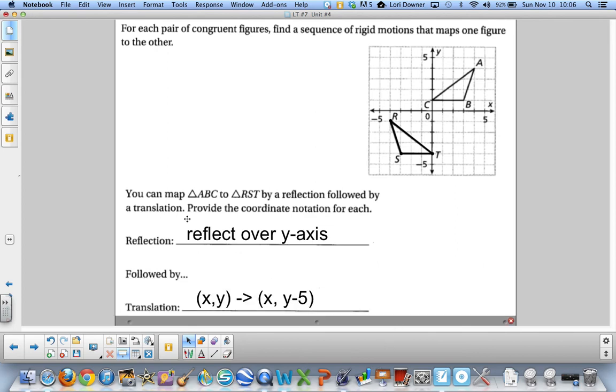So I reflect over the y-axis followed by a translation. This notation we'll be using later on this year, so I want you to get used to it. A translation means that I'm taking points x, y, and I'm moving them so that x stays the same, but I'm subtracting 5 from my y because I'm moving down 5. So this was a simple reflection and then a translation.